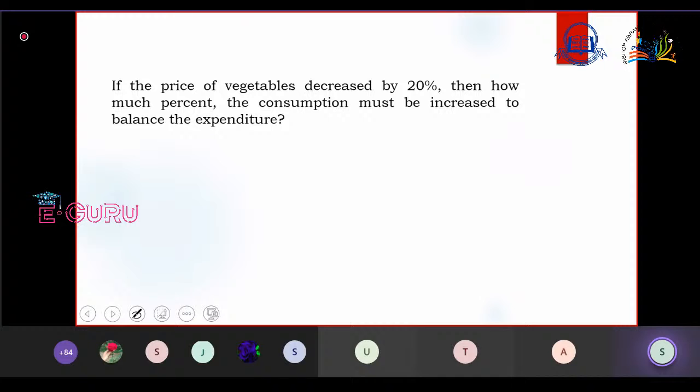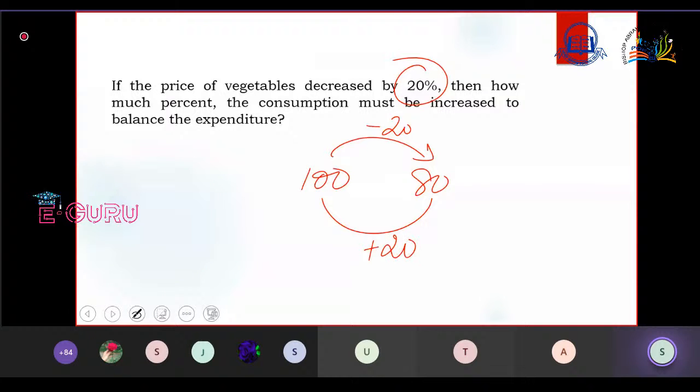If the price of vegetables decreased by 20%, then how much percent consumption must be increased to balance the expenditure? So this is the reverse scenario. Price is decreasing, but still we need to use the same amount. We need to balance the expenditure. Then same way we will consider the initial price as 100. 20% is reducing, means now the current price is 80. So 20 is reduced here. So for balancing we need to reach the initial position. That means we need to add 20. We are adding 20 to 80.